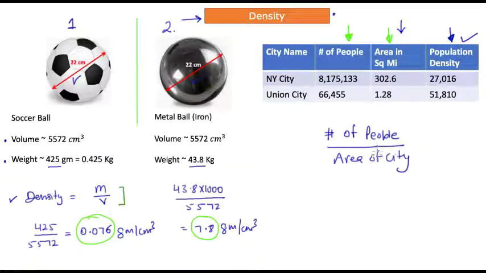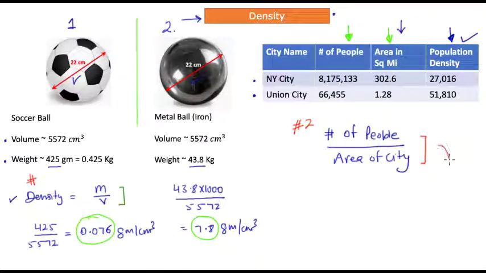Now, when you compare the population density of these two cities, you will clearly see that it is Union City which is more dense compared to New York City. And that is precisely what density explains to us: it is a measure of how tightly or how densely the amount of any substance is packed inside a certain unit of space, right? In case number 2, you have the number of people in a certain area of a city. In case number 1, you had the mass inside a certain unit of volume.